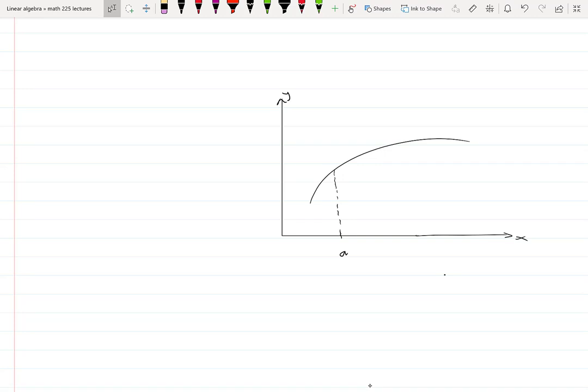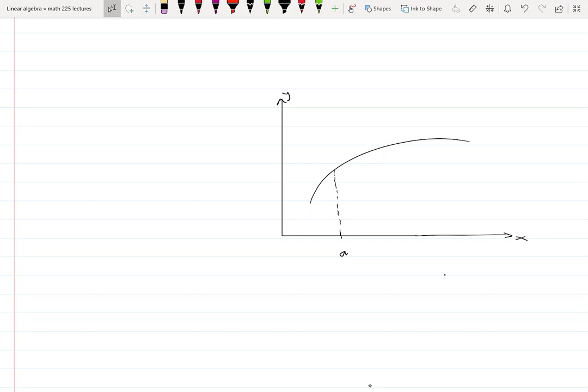How did we actually define the derivative of a function? How did we find the derivative of a function? After we have the definition, we have all kinds of rules for finding derivatives. We have the product rule, quotient rule, chain rule, all kinds of ways to do that. I'm talking about the geometric definition of a derivative.